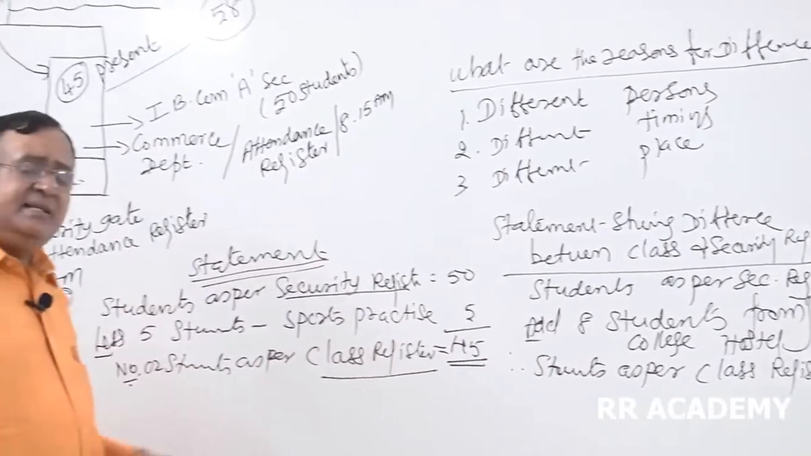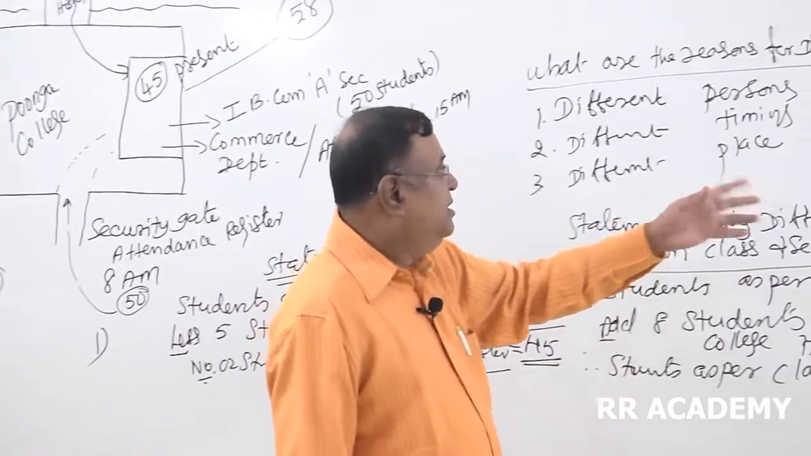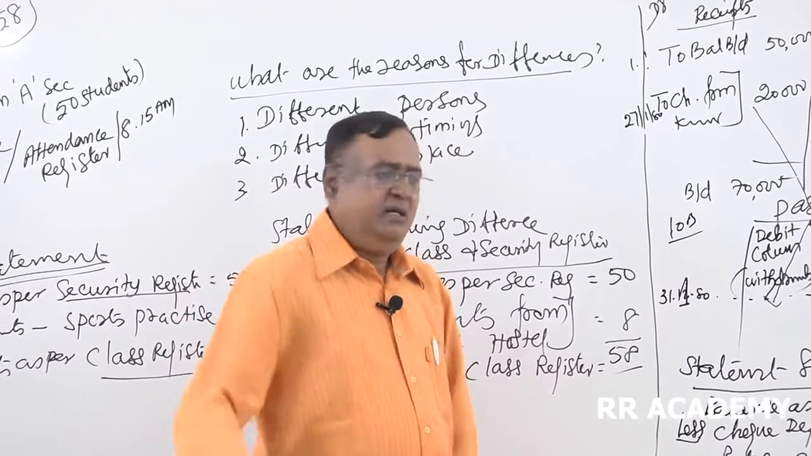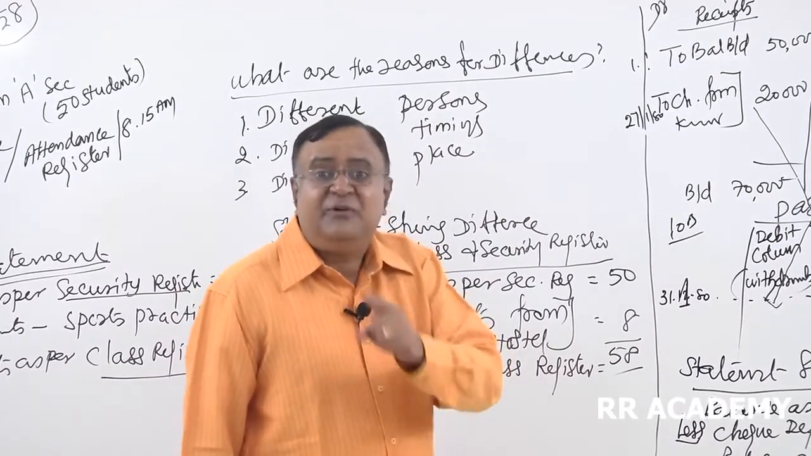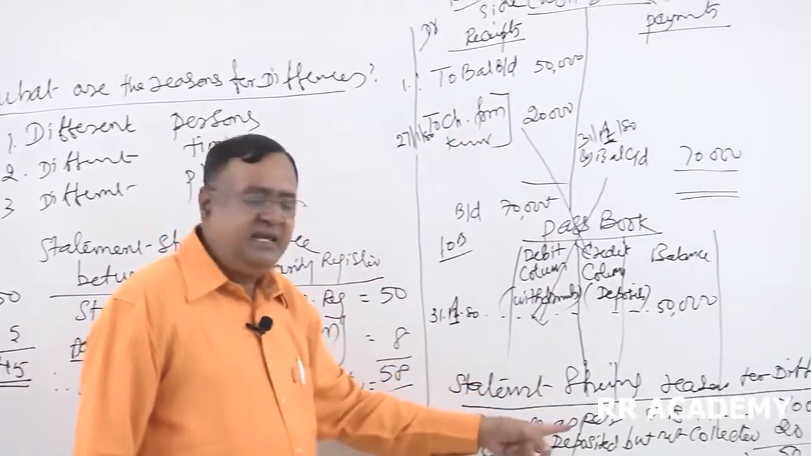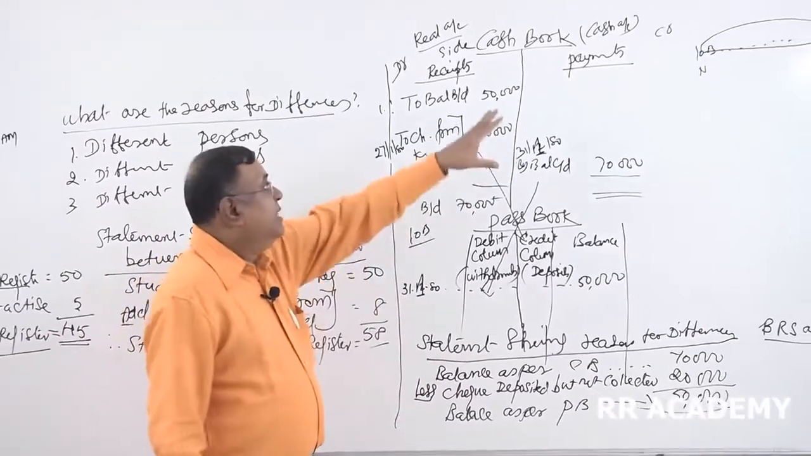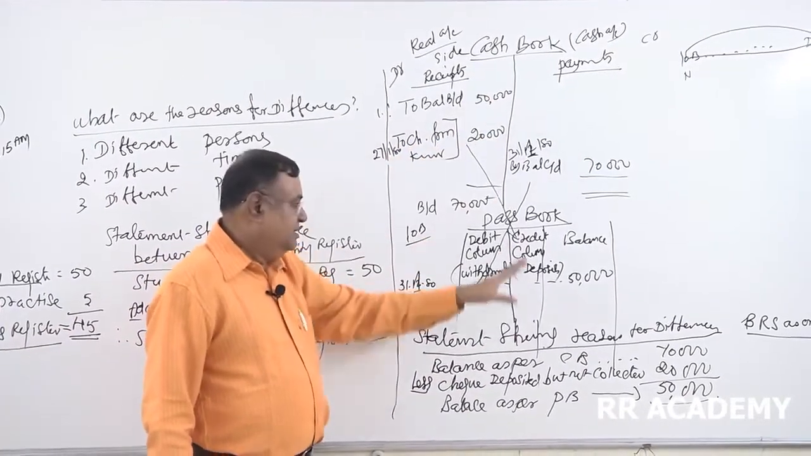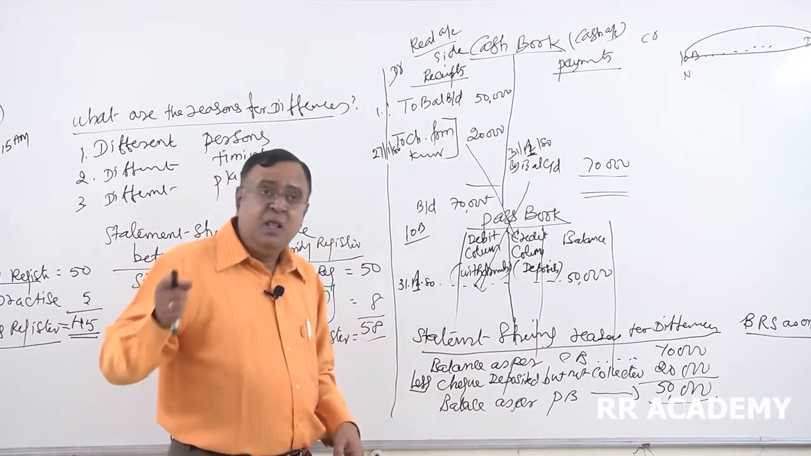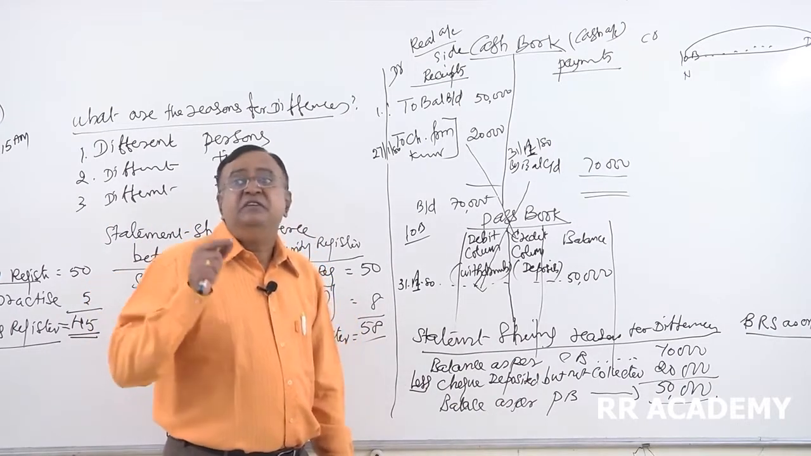Now, why, sir, is there a difference? Again, the same thing we can say. Why is there a difference, friends? You yourself tell me. Yes, sir, two different persons. Here, the accountant. Here, the bank cashier. One, two. This is the cash book. This is the passbook. Two different persons, two different places, office and bank, two different timings.